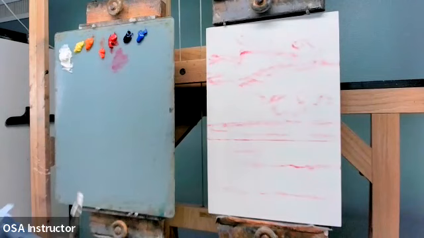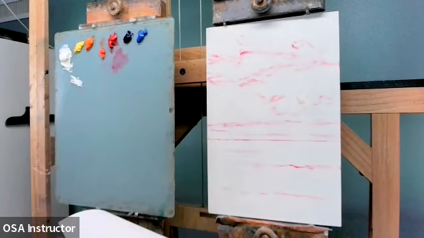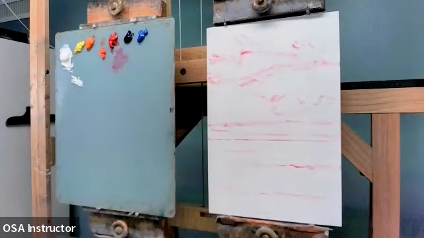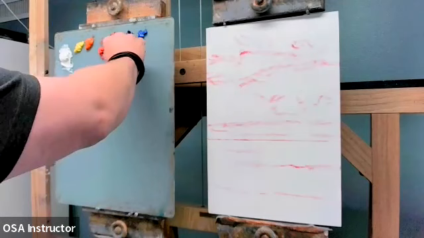I like to keep my values, my lights and my darks, pretty limited as well. This reference doesn't really have hardly any dark darks. It's all pretty light. So my values are going to be kind of condensed into the lighter, brighter value key. Also, when I think about temperature, it's in the warmer temperature key.